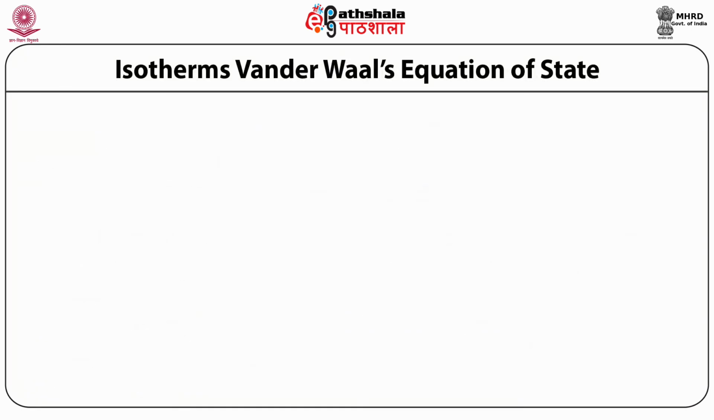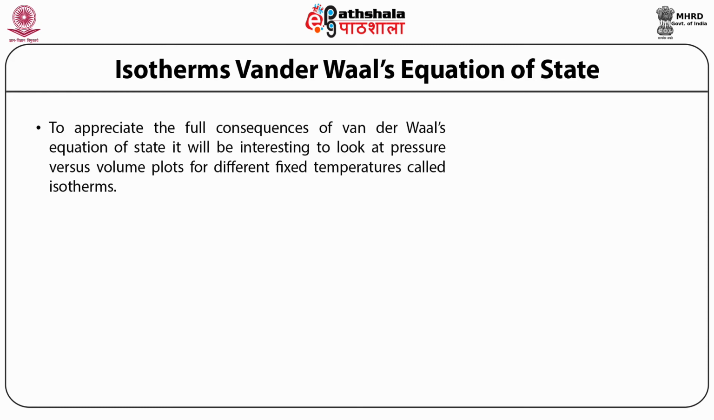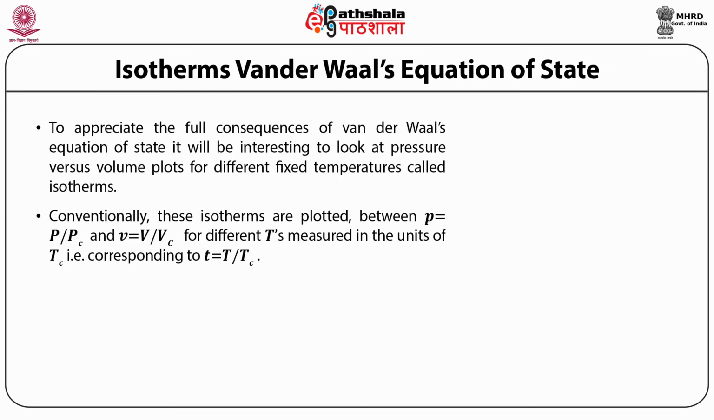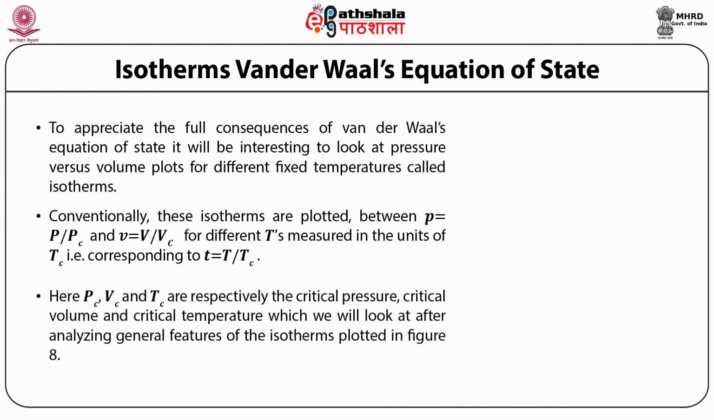Isotherms of the Van der Waals equation of state. To appreciate the full consequences of the Van der Waals equation of state, it will be interesting to look at pressure versus volume plots for different fixed temperatures, called isotherms. Conventionally, these isotherms are plotted between small p, which is the ratio of P upon Pc, and small v, which is the ratio of V upon Vc, for different t's measured in units of Tc, that is, corresponding to small t equal to T upon Tc. Here, capital Pc, capital Vc, and capital Tc are respectively the critical pressure, critical volume, and critical temperature, which we look at after analyzing general features of the isotherms plotted in figure 8.